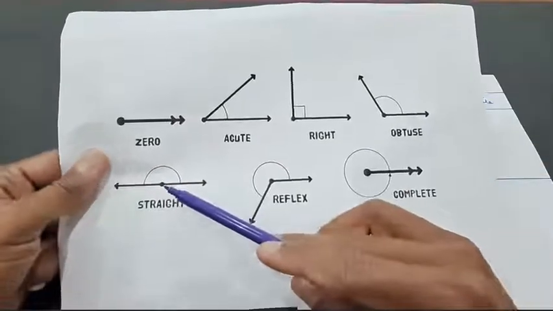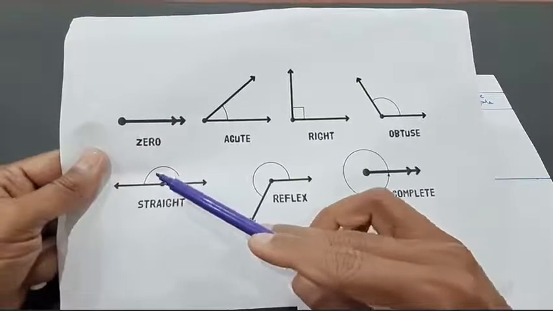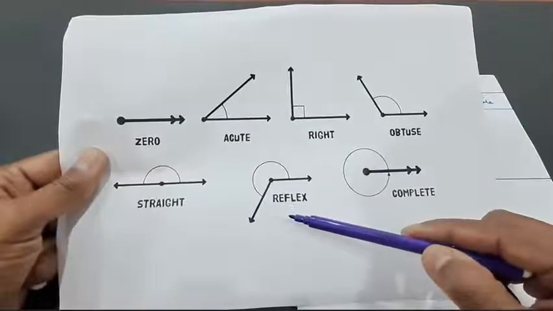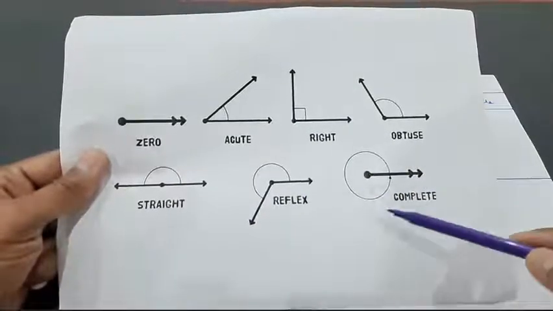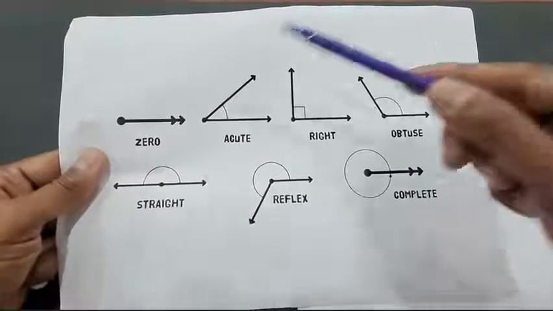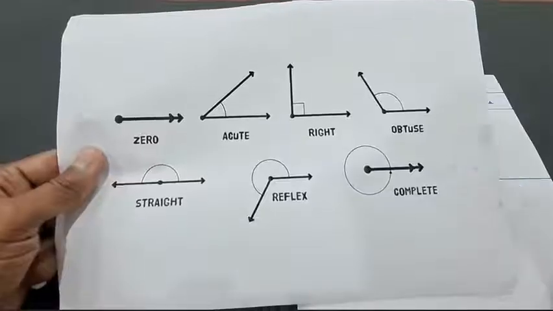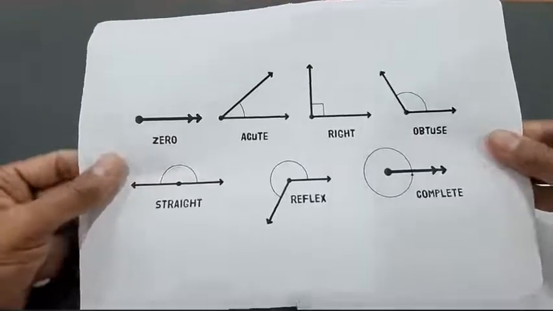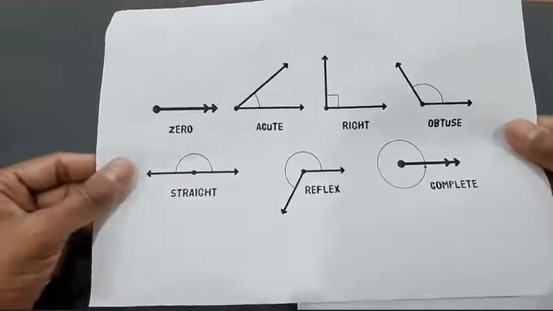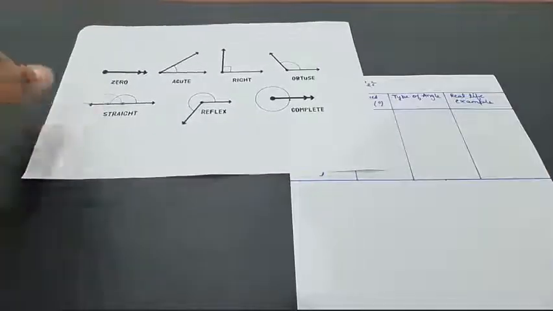A straight angle is the one with an angle of 180 degree, and then more than 180 becomes reflex, and when it completes one full rotation, then it becomes a complete angle. So these are the types of angles. So students are required to draw any 5 random angles and then make some measurements.